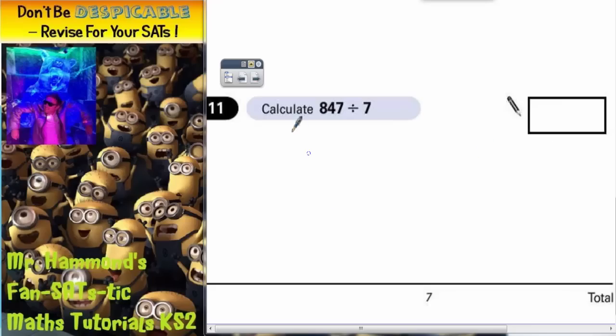Question 11. Calculate 847 divided by 7. So it's a divide. Now there are actually two ways of doing this. The first way we're going to look at, because we're dividing by a number less than 10, we're going to do a short division bus shelter method. So we've got 847 and we're seeing how many 7s go into that.